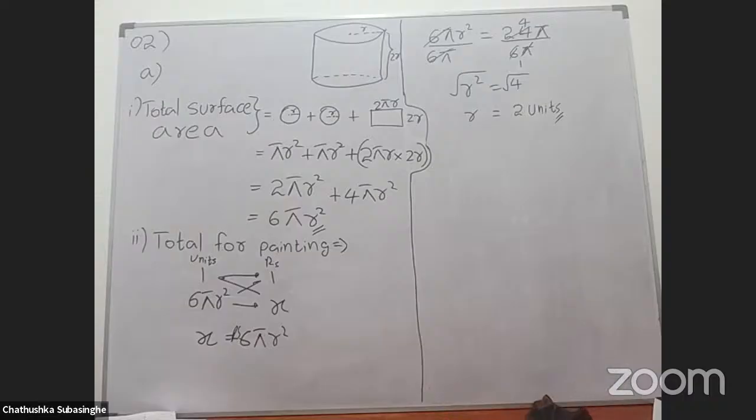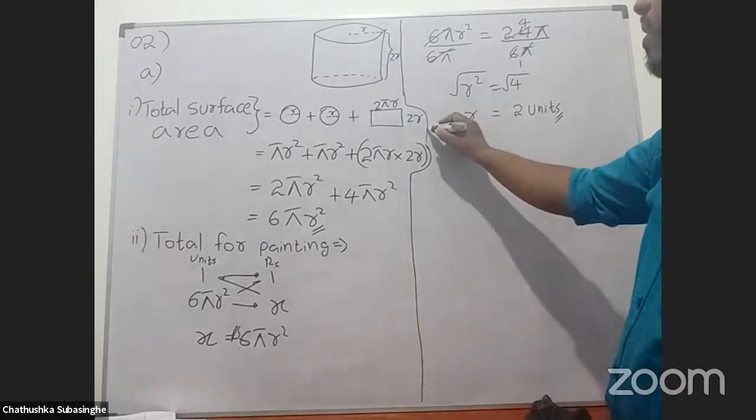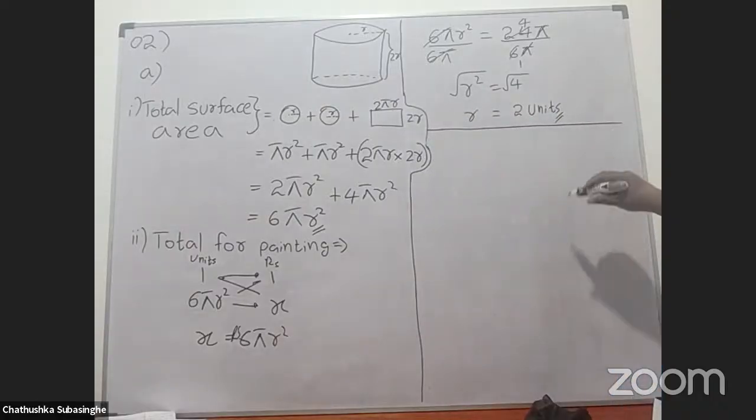Okay, right. Now the next question, B. The question says a right circular solid cylinder of radius r and height h. It's a separate question. Now there's something to this. So we have drawn a different figure.